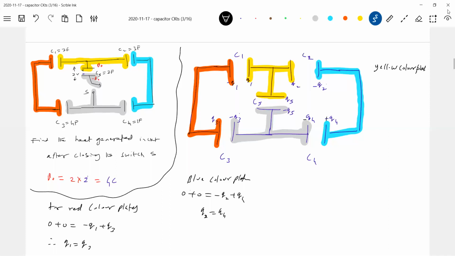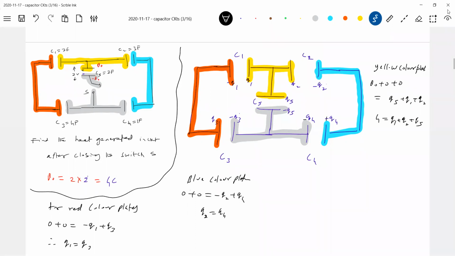What was the earlier charge? Q0. Q0 plus 0, and finally it has become Q5 plus Q1 plus Q2. Q0 value we know is 4. So 4 equal to Q1 plus Q2 plus Q5. Then what is this color?